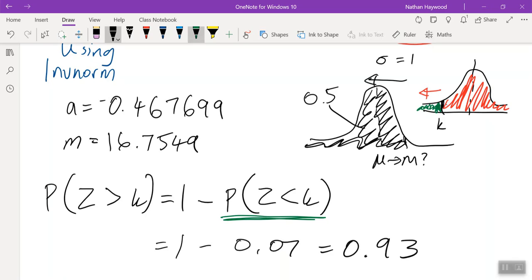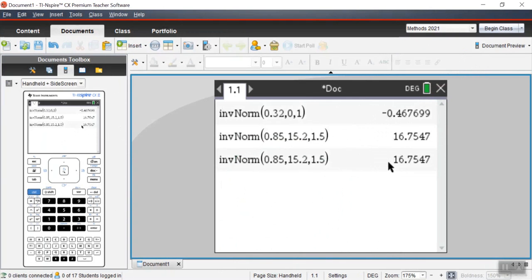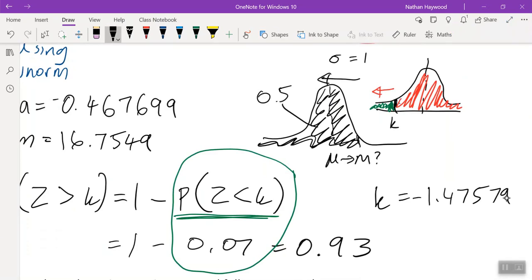So now we use the calculator to figure out this bit, because we know that's equal to 0.07. So we'll go to this one, 0.7, and it's 1.47579.